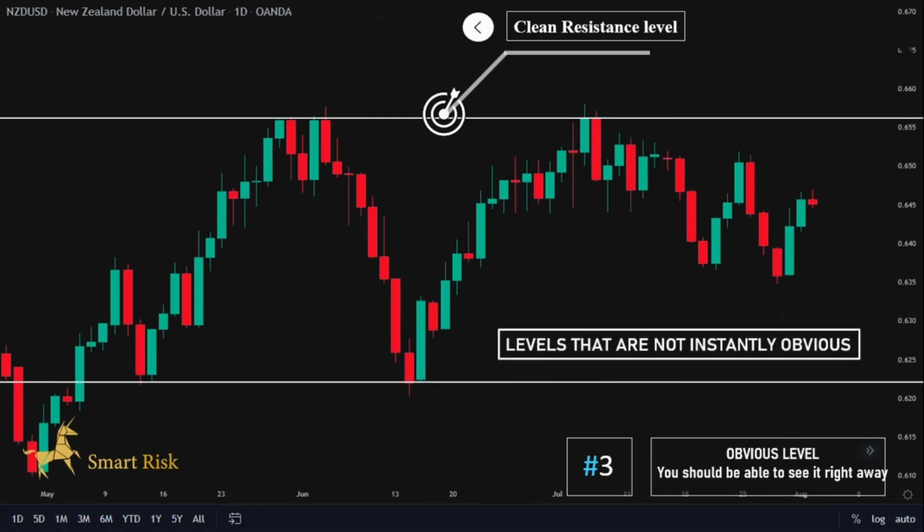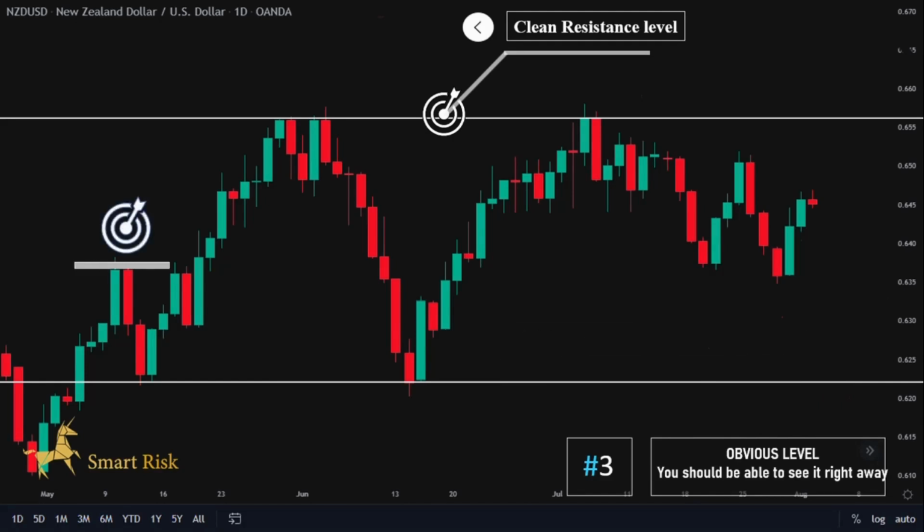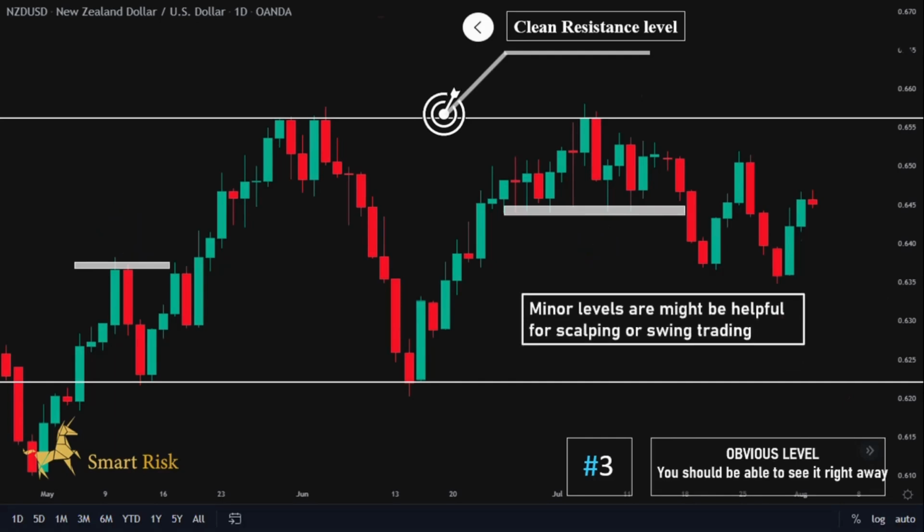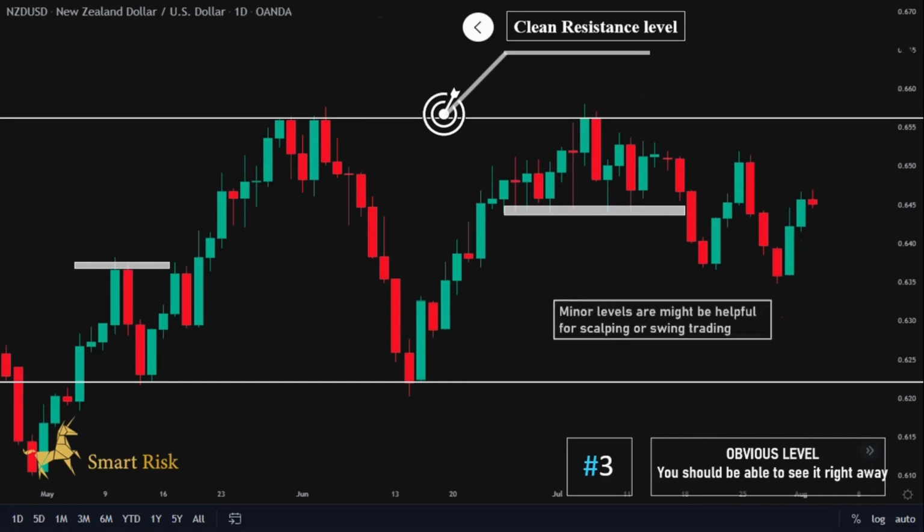However, here are some minor levels that are not obvious. Here in the left corner, you have a minor level that is not obvious. Also, you have this next minor level here, which is not obvious. Minor levels might be helpful for scalping or swing trading systems that we will discuss in later videos, but for now, concentrate on the obvious key levels.